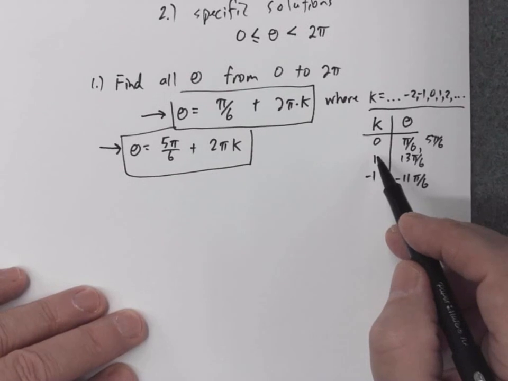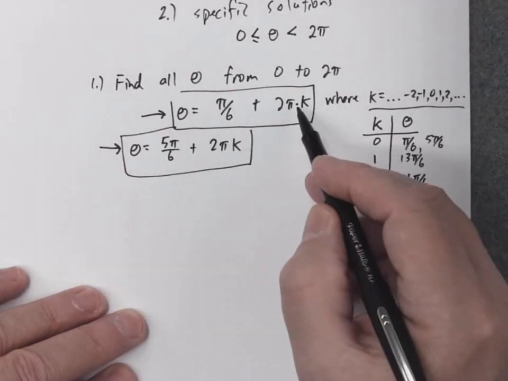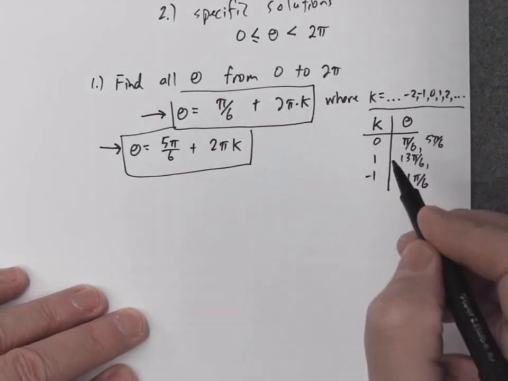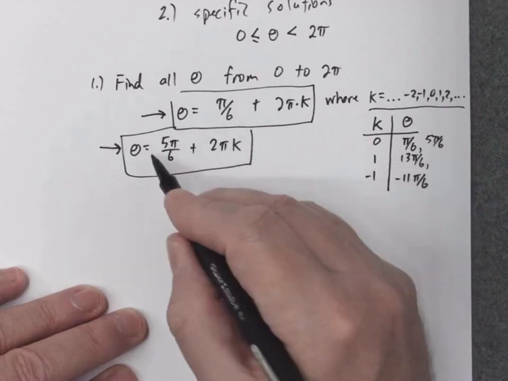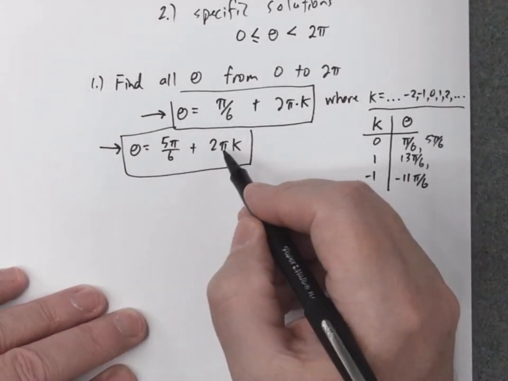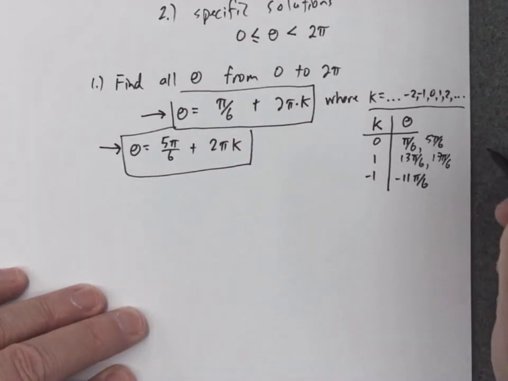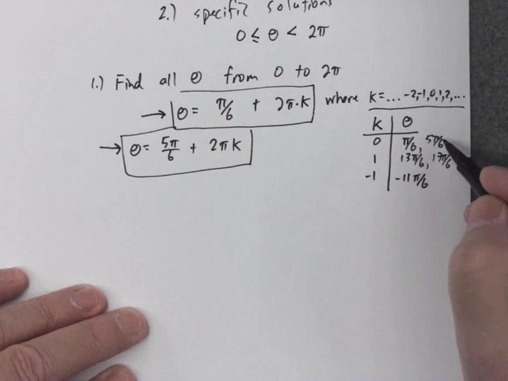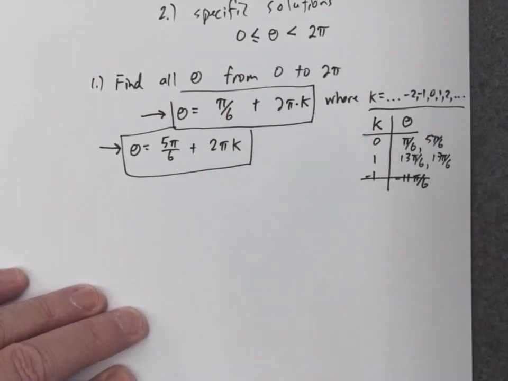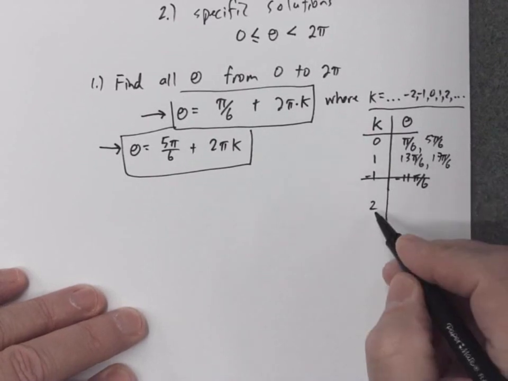Now I bump up k to 1. When I plug 1 into my first general solution, 2 pi plus pi over 6 is 13 pi over 6. When I plug 1 into my second general solution, 5 pi over 6 plus 2 pi is 17 pi over 6. Now I have 4 solutions. For now, I can ignore this because we only want positive solutions. So now, since they want 6, I need 2 more.